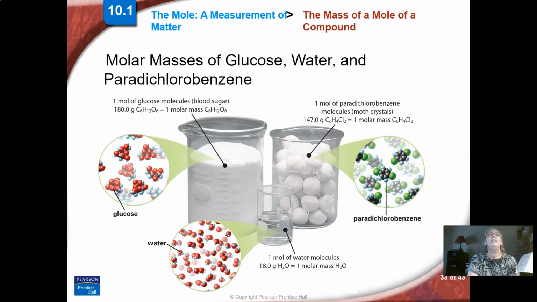So here's some different masses. Sugar is a huge molecule, glucose, blood sugar, so it weighs a lot, 180 grams. Mothballs weigh 147 for a mole, and water weighs 18 grams for 1 mole. So we just add up all the masses of each individual element, times 6, times 4, times 2, add them up, and we get that. So each molecule has a different mass and different molar mass.